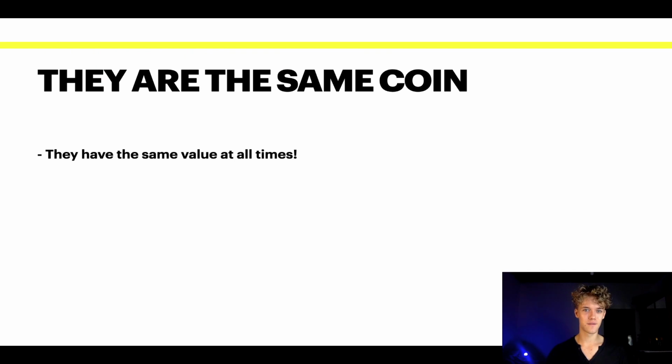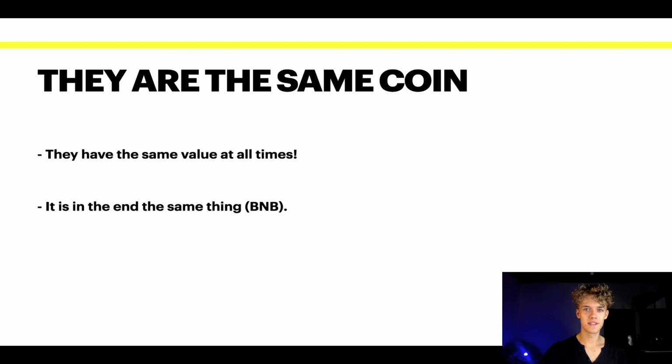So it doesn't matter for me whether I have it in Smartchain in my Trust wallet or whether I have it in BNB on my Trust wallet. It doesn't matter. They're worth exactly the same because they are the same coin. They're in the end BNB. Also Smartchain is BNB in the end, yeah? So it is in the end the same thing, which is BNB.